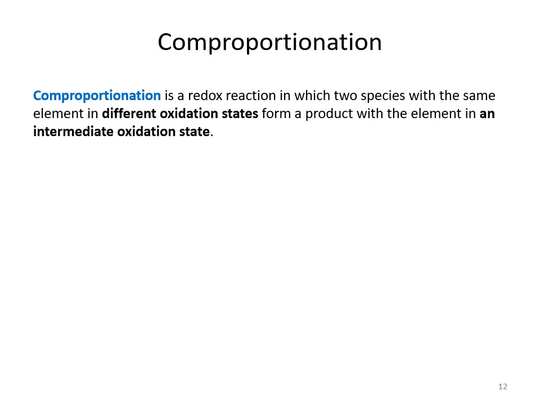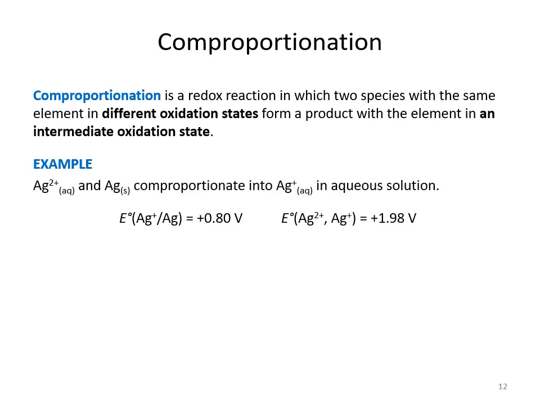We can do the same thing for comproportionation. Comproportionation is where you have two species in different oxidation states that then react together to give the element in the intermediate oxidation state. So it's kind of the opposite of the reaction we just saw. Already you can start thinking, well, if the reaction we just saw was non-spontaneous, then the opposite, the comproportionation, would be spontaneous.